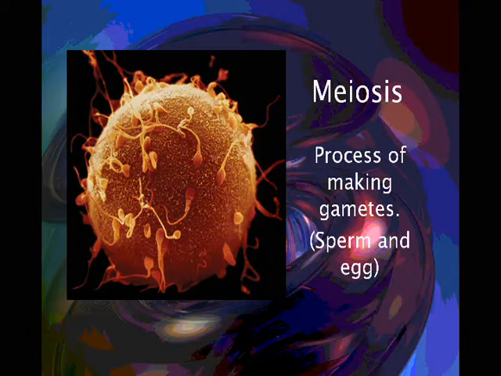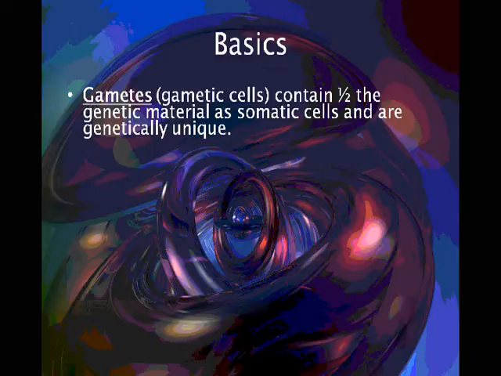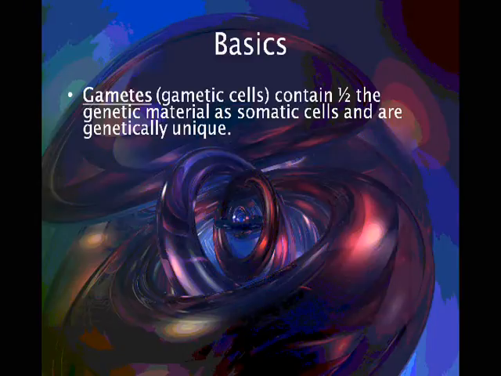This is the second lecture of this unit on cell division. Today we'll be talking about meiosis, which is another type of cell division in which the gametes are made, sperm and egg, as opposed to duplicating somatic cells. In meiosis, the idea is to make gametes, and gametes are sex cells.